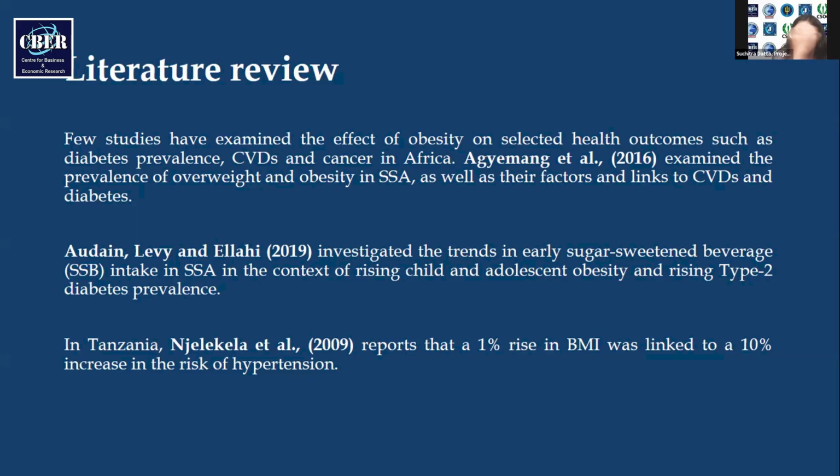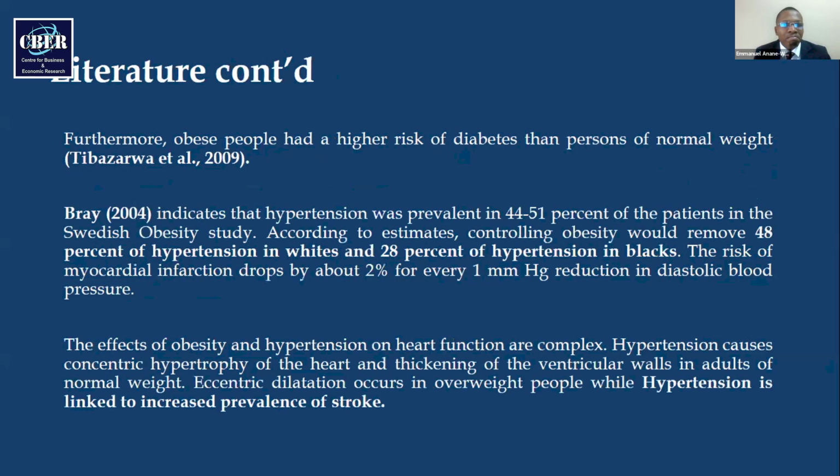In Tanzania, Nketiah et al. 2009 report that a 1% rise in body mass index was linked to a 10% increase in the risk of an individual being diagnosed with hypertension. In a related study in Nigeria, Opechi et al. 2013 says that if an individual's BMI is 25 and above, then that person is likely to have been diagnosed with hypertension, and that increases by 12% and not 10% as in Tanzania, as stated earlier.